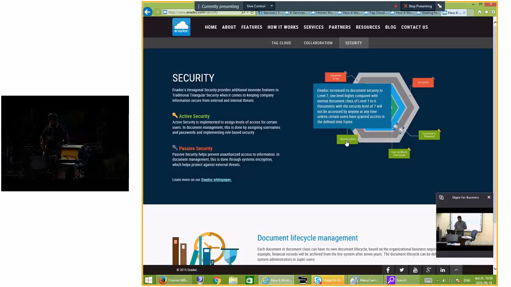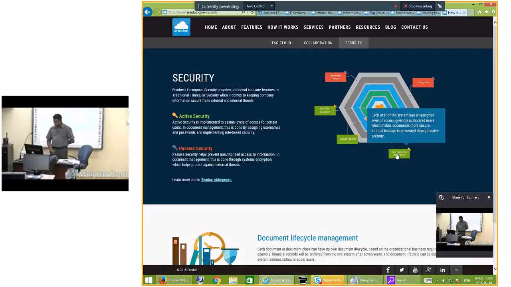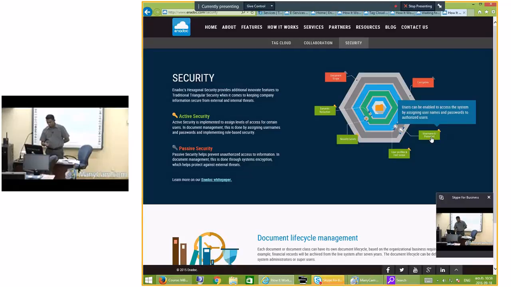And security, as I mentioned earlier, you can have several sets of rules for securing your documents. And each level of the system has been assigned a level of access given by authorized users, which makes documents more secure. Internal leakage is prevented through active security. With active security, you provide access levels to certain users, where you provide passwords and access keys.